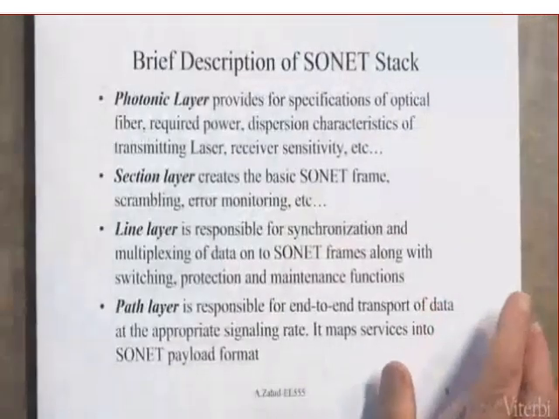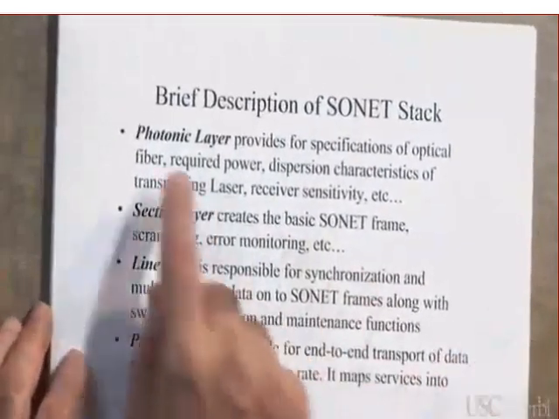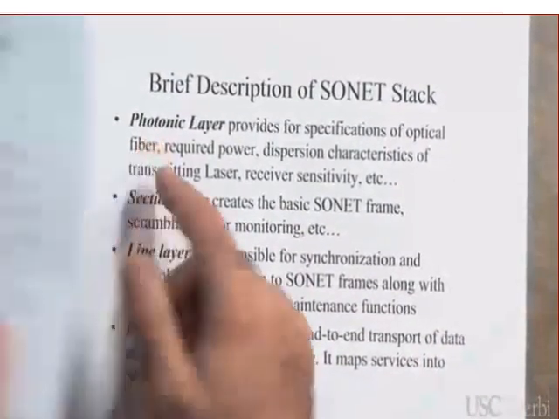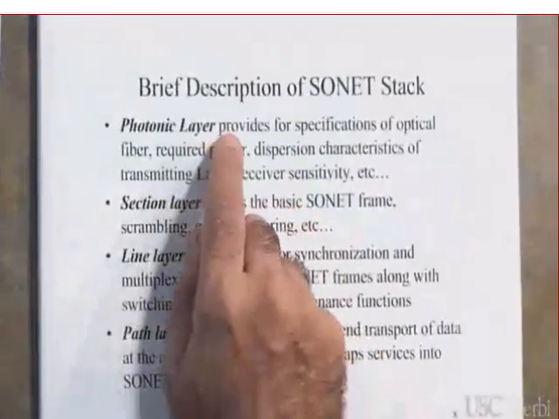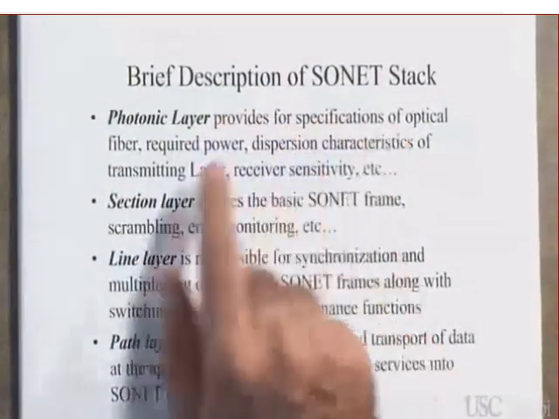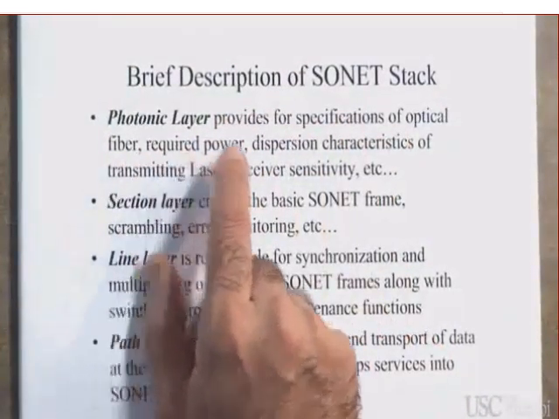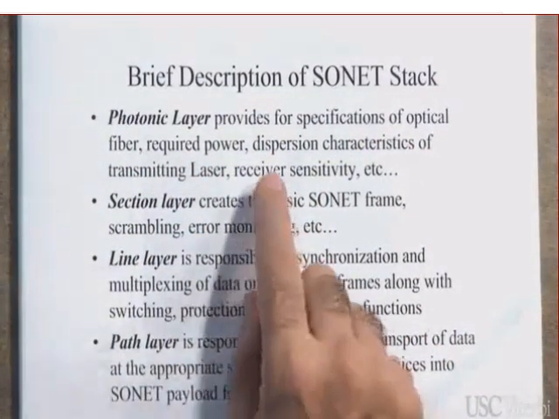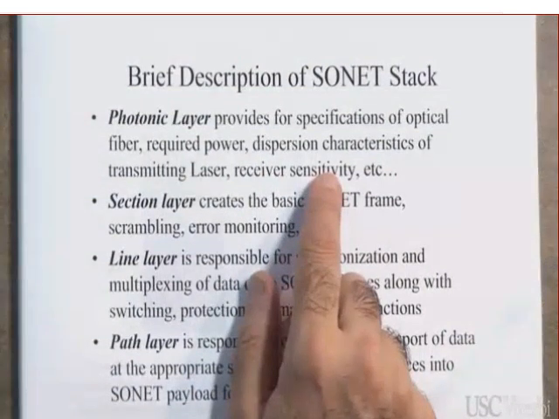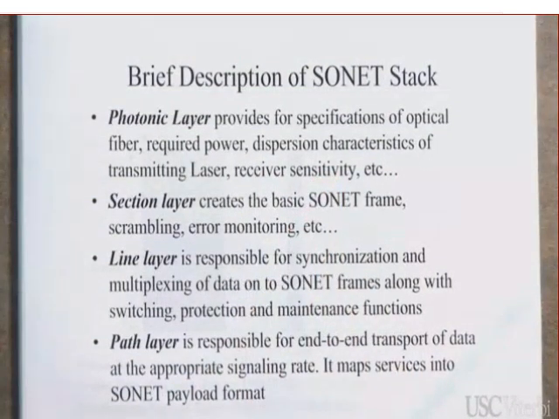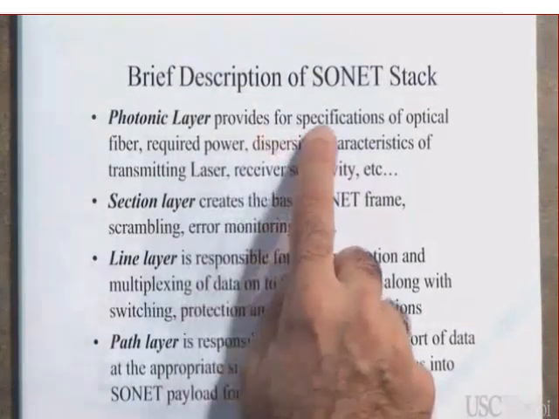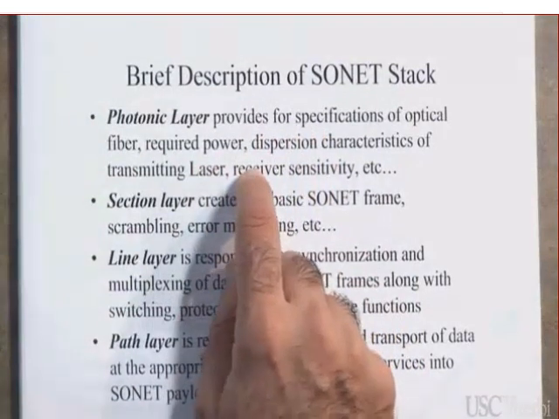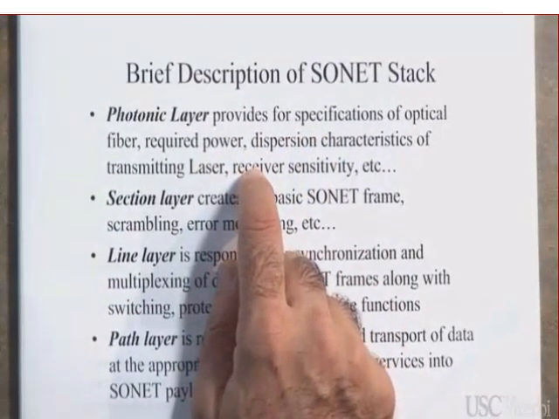Now, briefly, let's look at the description of each one of these stacks. The photonic layer, which is, again, as I told you, the physical layer. What does this one do? It provides for specifications of the optical fiber, how much required power, what are the dispersion characteristics of the transmitting laser, what is the receiver sensitivity. Receiver sensitivity means what is the minimum power that the receiver needs to detect the signal, and so on and so on. So you can see from the functionality that it deals with physical layer things.